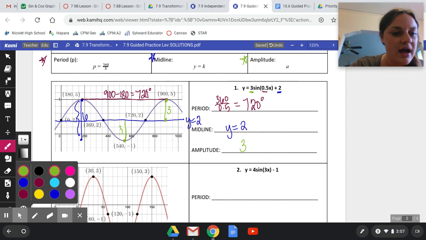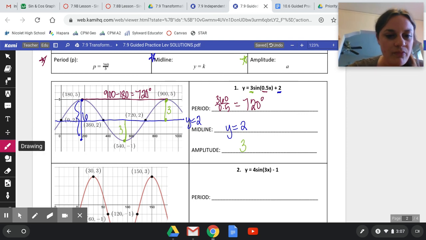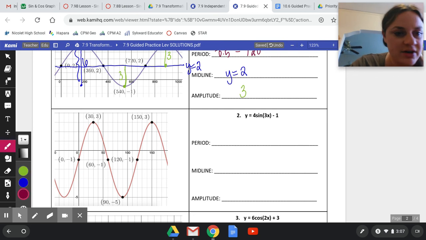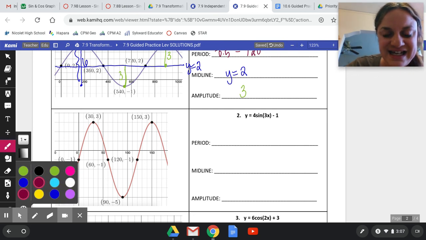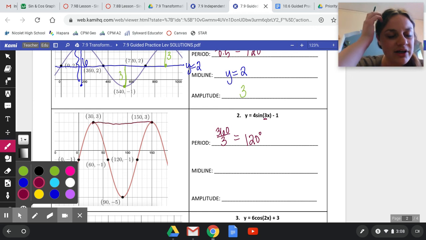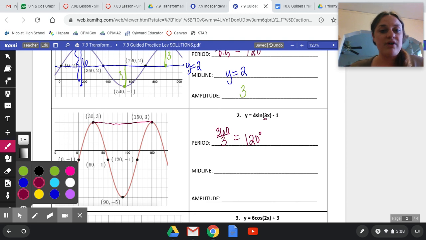All right, next. Taking a look at this one, you've got to find your period. To find the period, you just do 360 divided by your B value. My B value is 3. 360 divided by 3 is equal to 120 degrees, which should make sense looking at the graph. Between 30 and 150, that is 120 degrees. So it takes 120 degrees for it to start repeating.